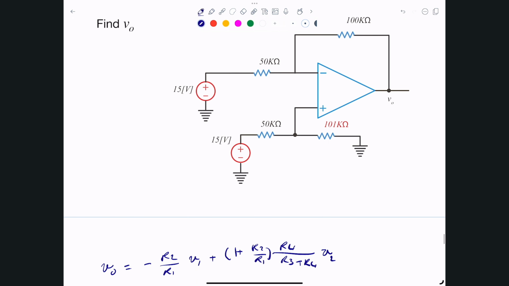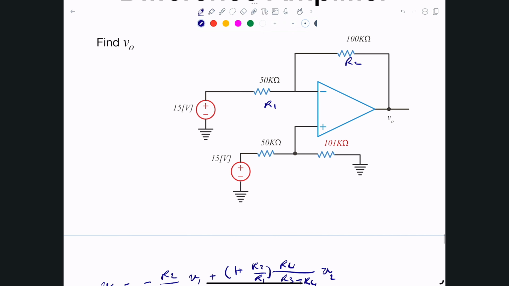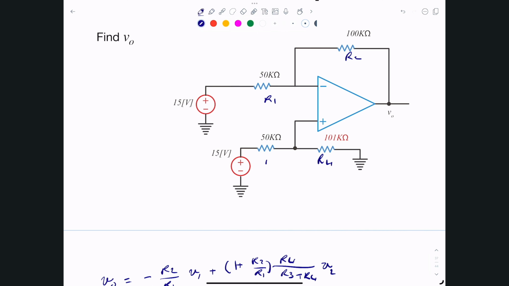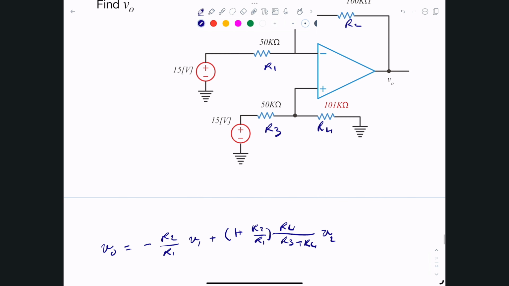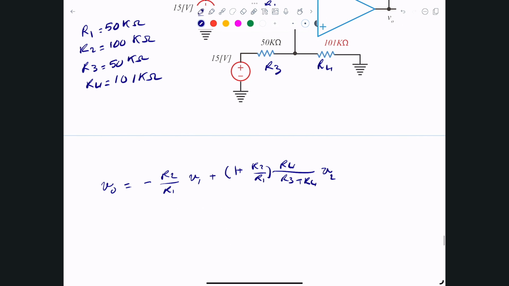So let's figure out what the values of R2 and R1 are. I believe this is R2, this is R1, and this one is R4, and this one here is R3. Let me just double check. R2, R1, R3, R4. Yes. Okay, so let's figure out what these values are. R1 happened to be 50 kilo ohms, R2 happened to be 100 kilo ohms, R3 happened to be 50 kilo ohms, and R4 happened to be 101 kilo ohms. This is basically the mismatch in here. So let's substitute all these values, and I know that V1 equals V2 equals 15 volts.